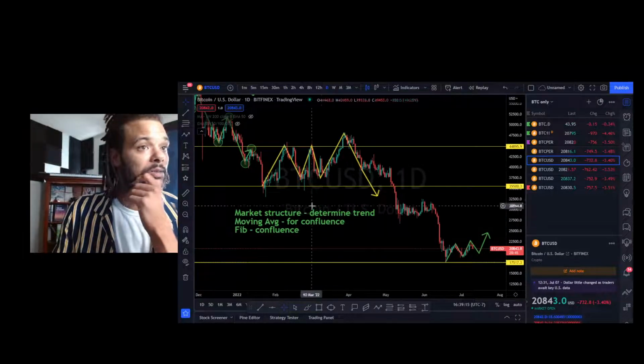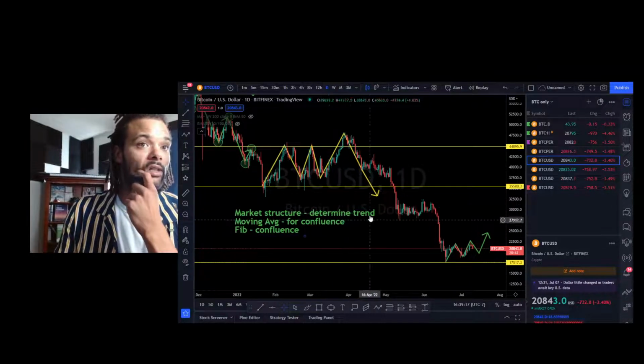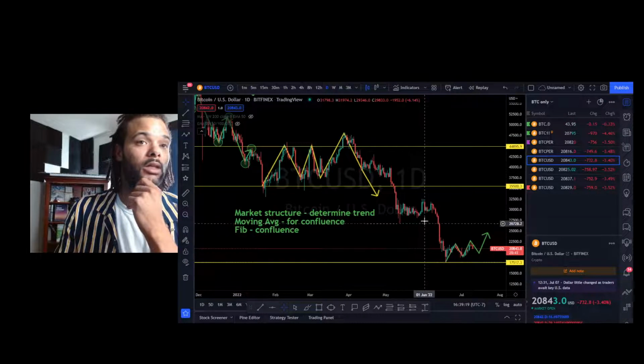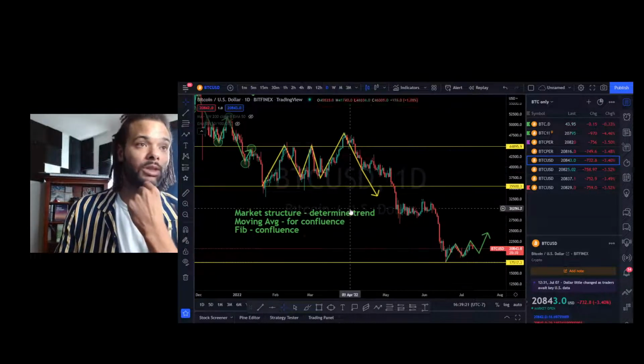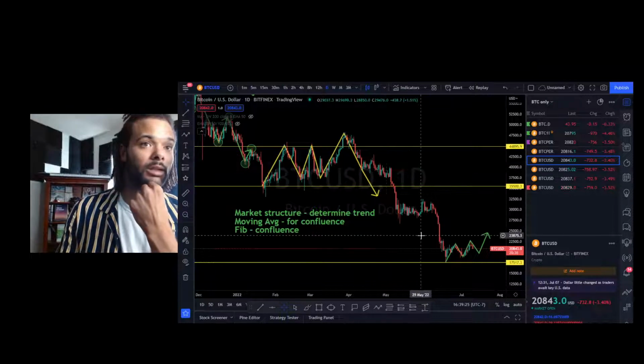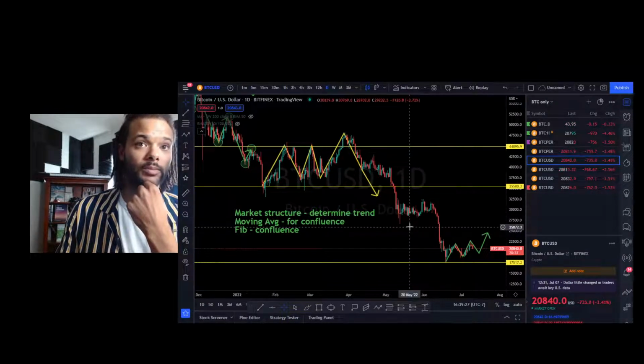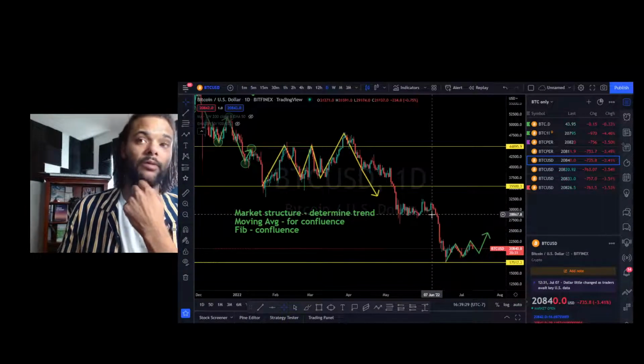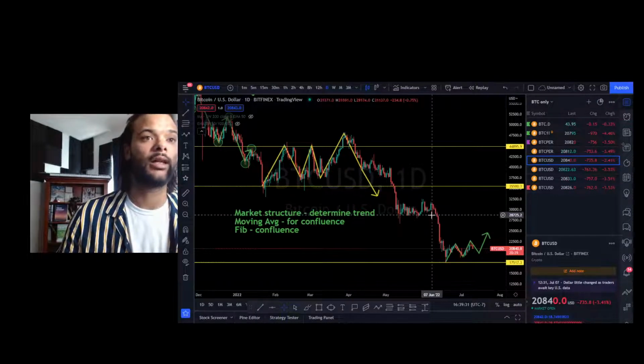So as far as market structure and determining trend, we've already determined we're in a downtrend. So overall, we're in a downtrend. Usually when you're in a downtrend, you don't want to fight the trend, right? You want to be shorting the market. You usually want to take shorts. And if you're in the Discord, I did call out a few shorts.